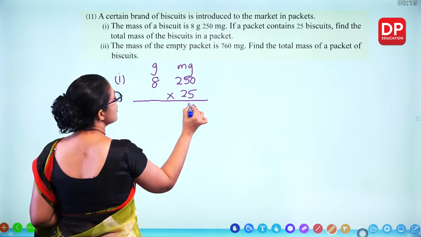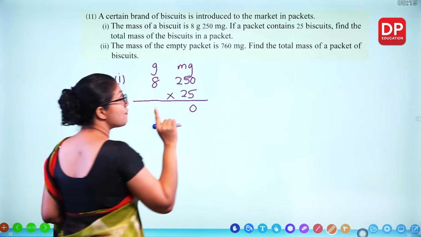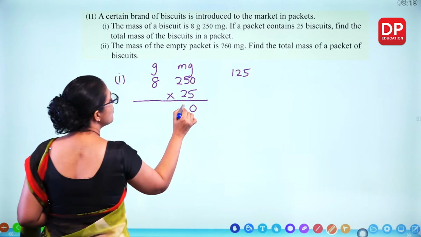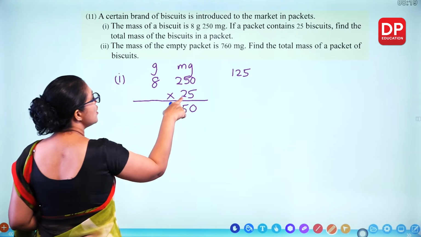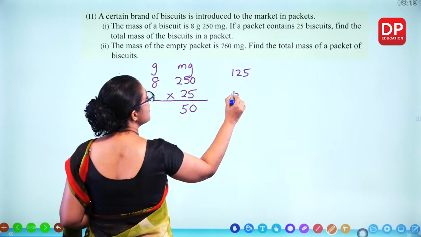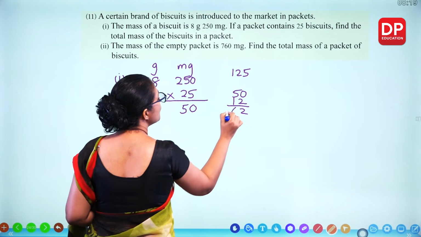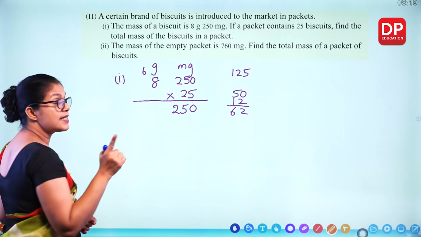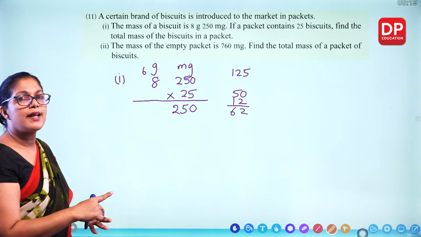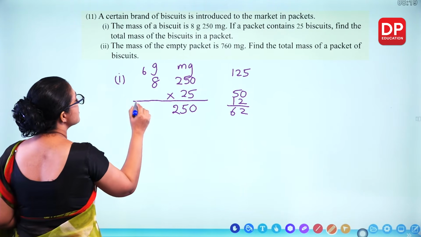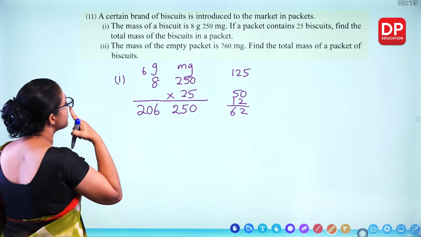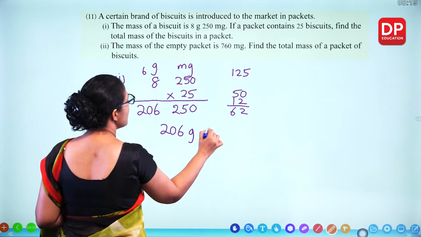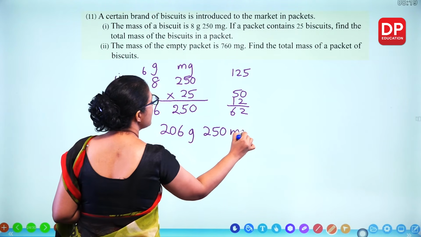25 times 0, 0. 25 times 5, 25 times 4 is 100, 125. So you put 5 there and 12 you are taking. 25 times 2, 50. 50 plus 12, you get 62. So put 2 and take 6 here. 25 times 8, 25 times 4, 100. 100 and 100, 200, and this 6, 206. So what's the answer? The total is 206 grams and 250 milligrams.